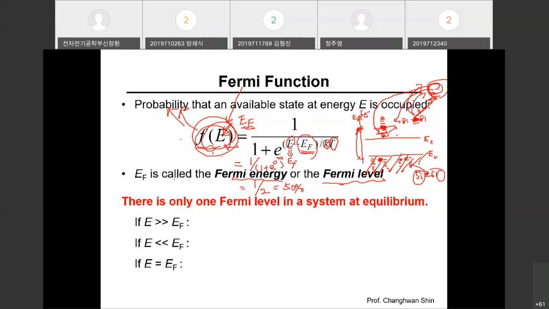50% means, at an energy state equivalent to the Fermi energy level, can you find the electron here? Yes or no? The answer is 50% yes, 50% no. In other words, I don't know.